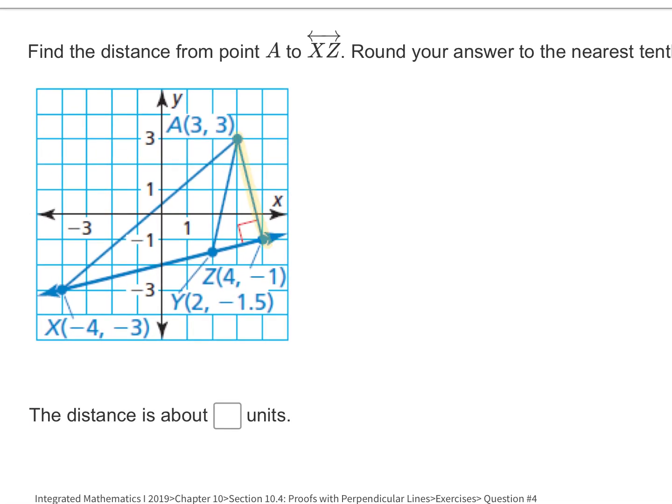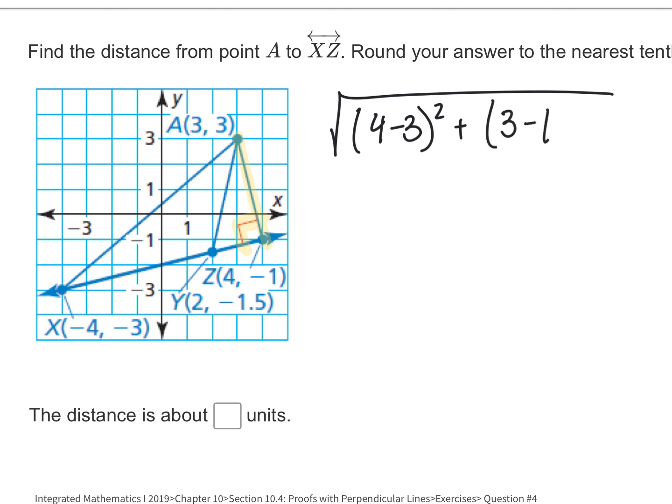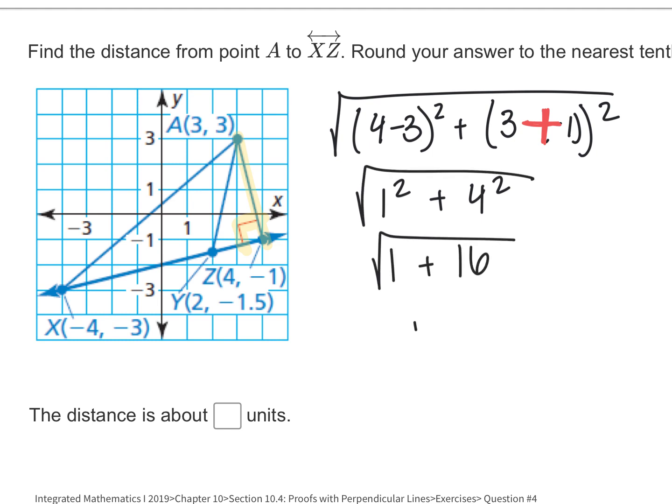Z and A. So right here, it's showing me it's perpendicular with that right angle. So I'm plugging it into my formula. X is first. So 4 minus 3 squared plus 3 minus negative 1. I'm going to change this to a plus sign. And what's 4 minus 3? I'm going to get 1 squared plus, what's 3 plus 1? 4 squared. 1 squared we said was 1. And what's 4 squared? 16. I'm going to get 16 plus 1. 17. Can I simplify the square root of 17?